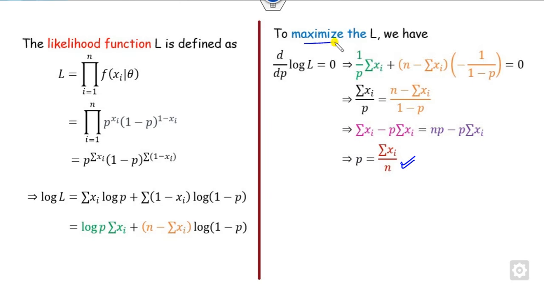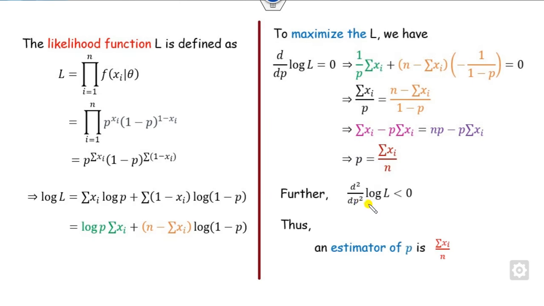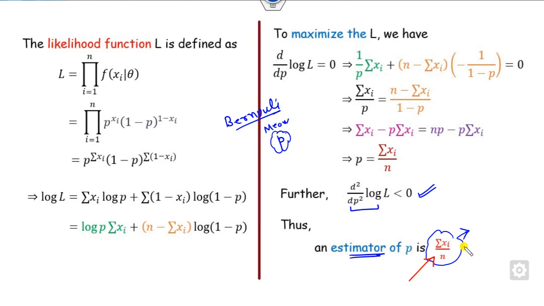Now similarly, you can easily derive that this is a maximization. You can take the second derivative, substitute the value of p here, and you will get a negative. So therefore the estimator of p is nothing but this here. Also, you can remember that in the Bernoulli distribution, what is the mean of the Bernoulli distribution? This is nothing but p. So you can see that this is also the mean of them.